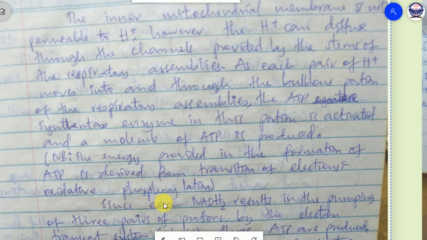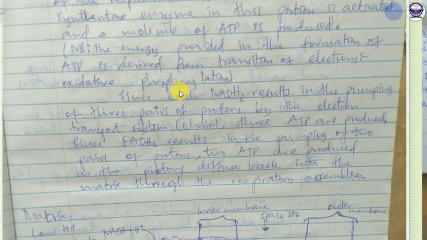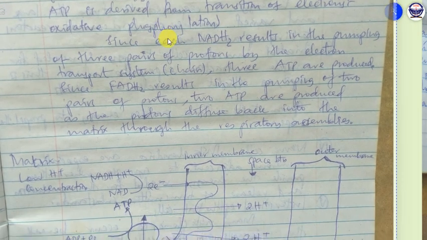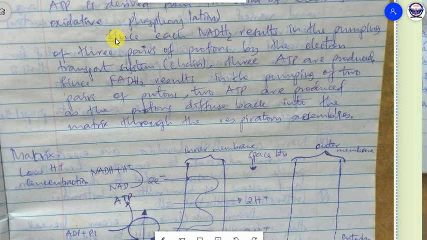oxidative phosphorylation. Kwa hiyo ndivyo ambavyo Chemiosmotic Theory inavyo-suggest, since each NADH results in the pumping of 3 pairs of protons by the electron transport system or chain, 3 ATP are produced. Since FADH results in the pumping of 2 pairs of protons, 2 ATP are produced as the protons diffuse back into the matrix through the respiratory assemblies.